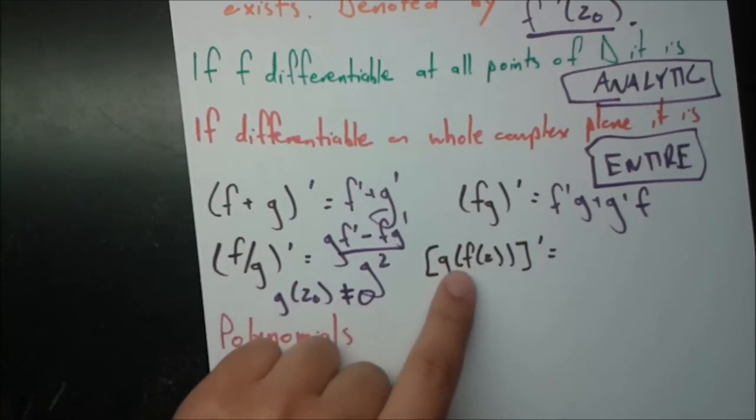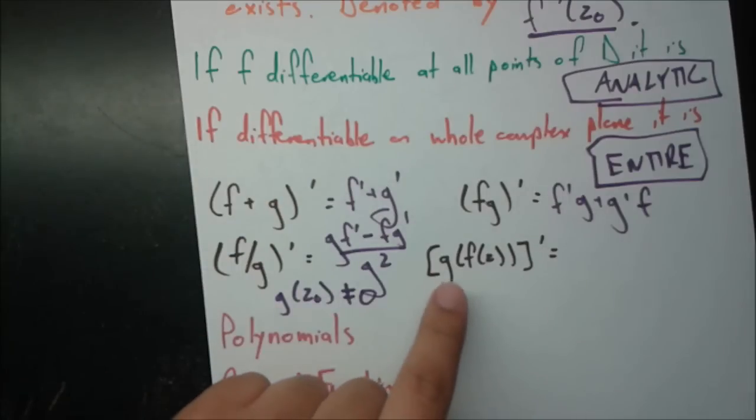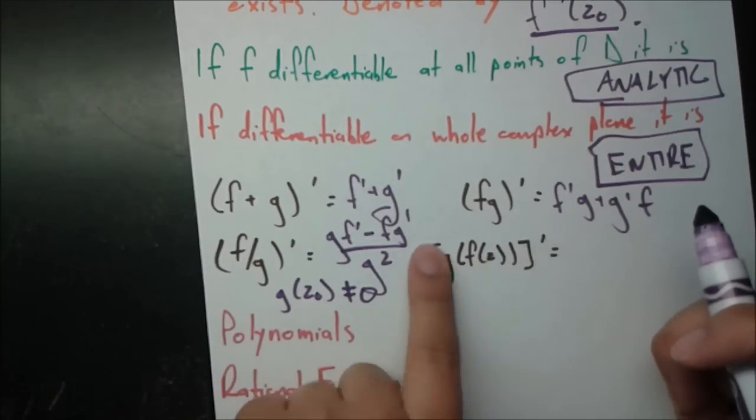And this last one is the chain rule. So that's also like single variable. So we have g of f of z and we want the derivative of the whole thing.